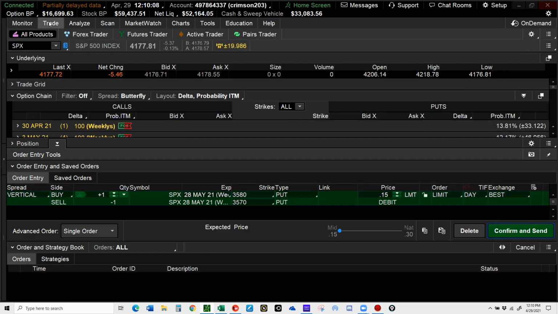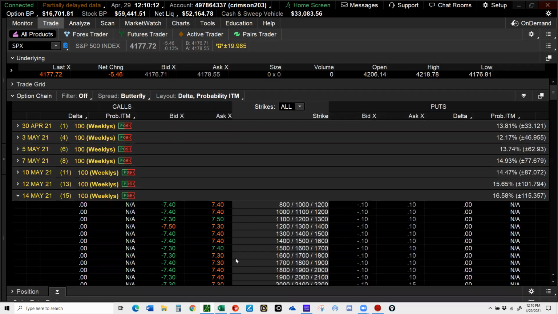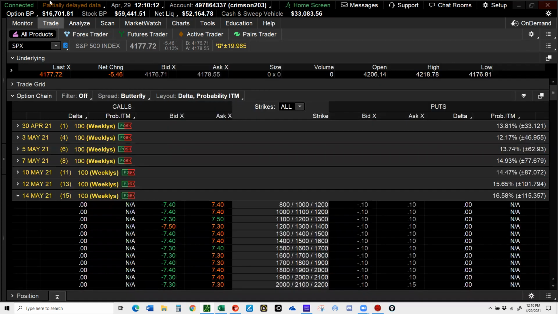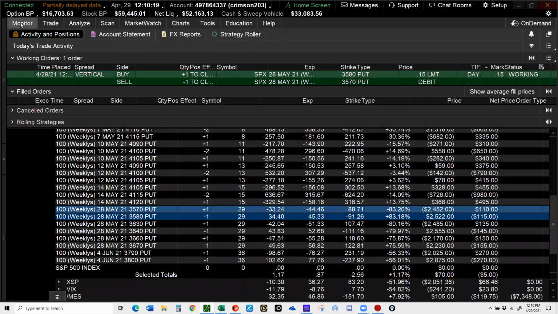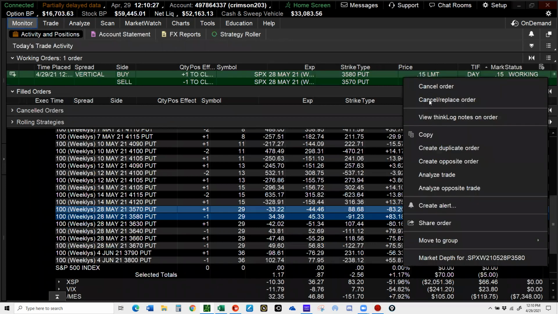Trade page. There we go. 15 cents. Come on, baby, get me in. 15 cents. Oh, man, I'm going to have to go up to 20, aren't I? All right. Or you could let it work, right? But I like getting it out. Get the risk off. Let's make a little bit of profit.